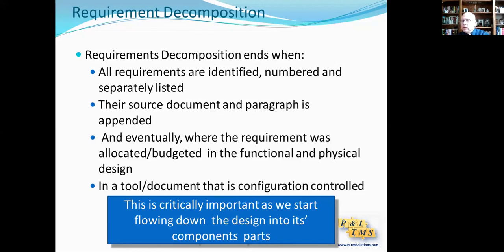So you need to keep track of the requirement. You need to track how it was budgeted, and you need to track that if you make a change in one place, you need to go back and see what it means at the system level performance, and what it means going down to the lower level requirements, right? And hopefully you're going to do this in a tool or a document that is configuration controlled. And this is critically important, right? As we start flowing down the design into its component parts.